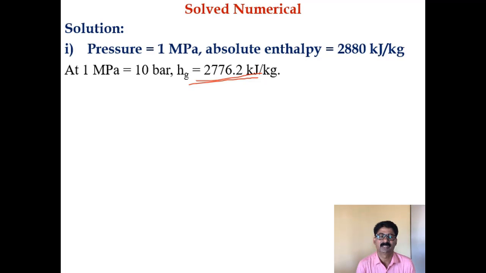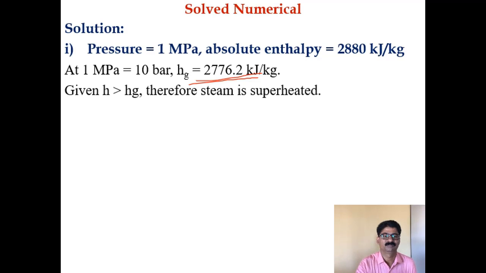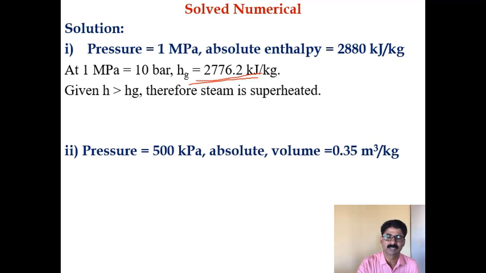That means your h value is greater than hg. You see, the given h is greater than hg, so that means it has already crossed the saturated vapor state, so it has gone to the superheated state. You have to compare it with hg. If it is equal to hg, it is dry saturated. If it is less than hg, then it is wet steam. Now go to the second condition.